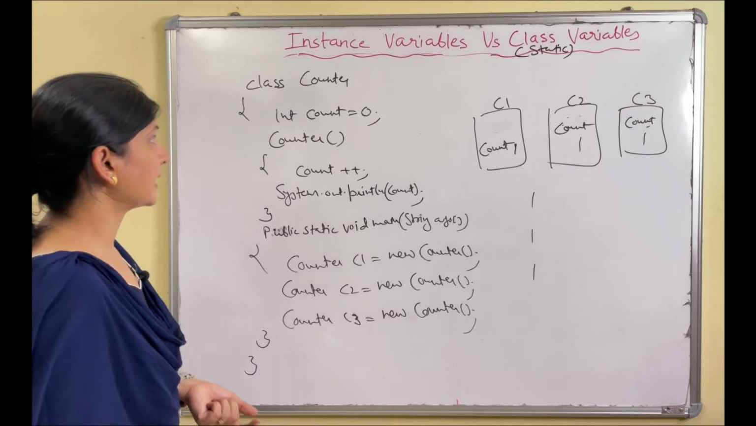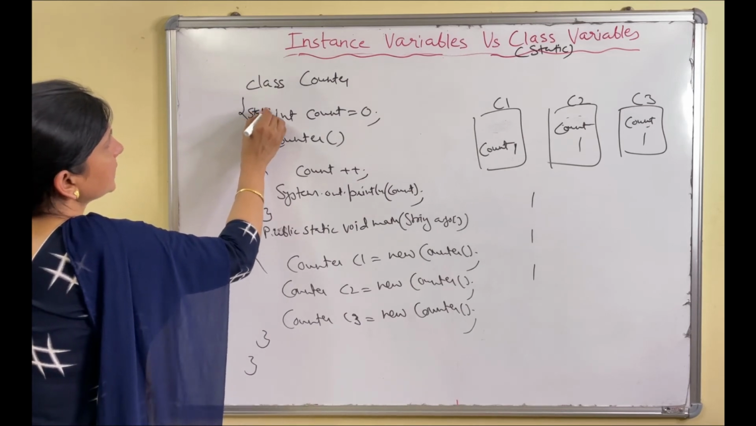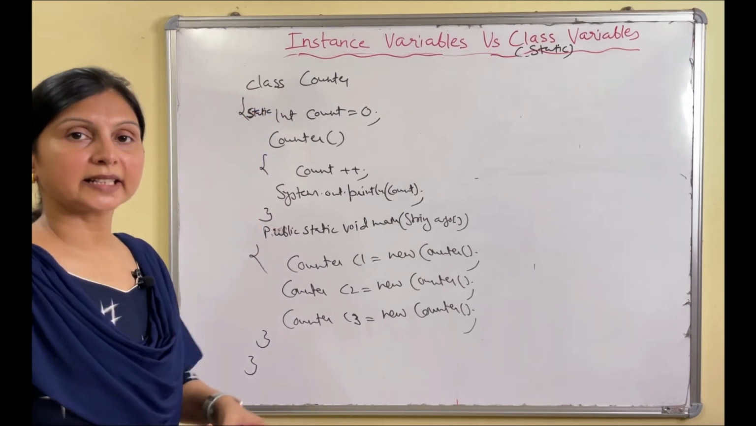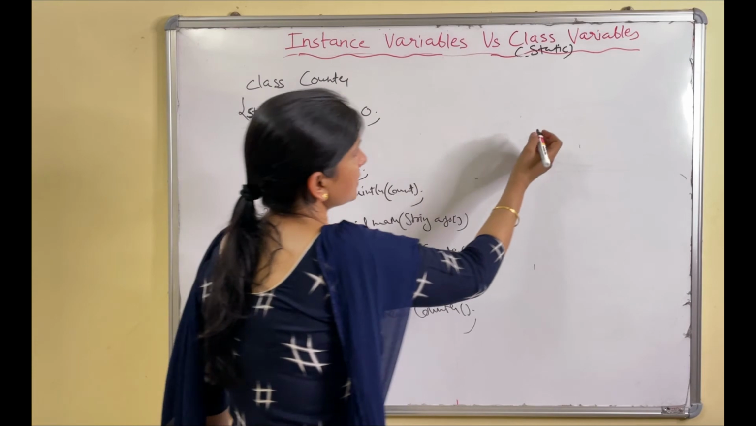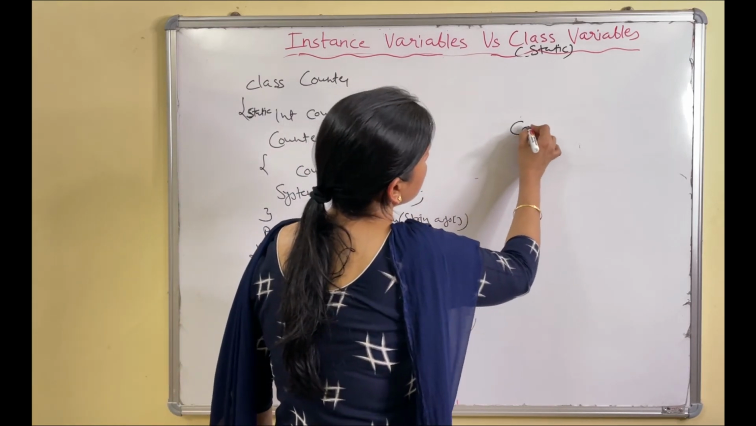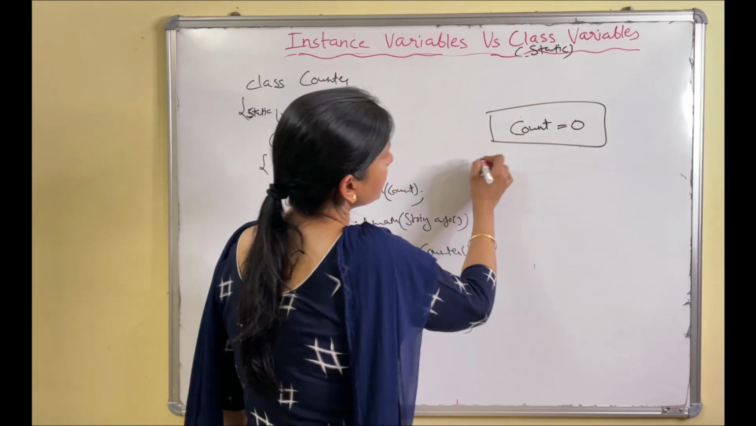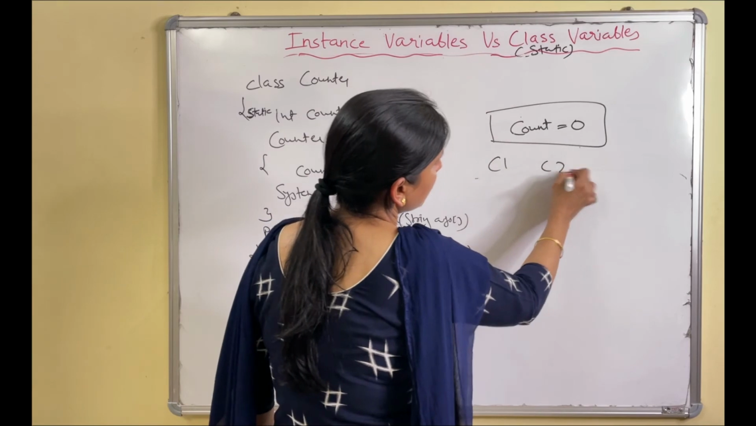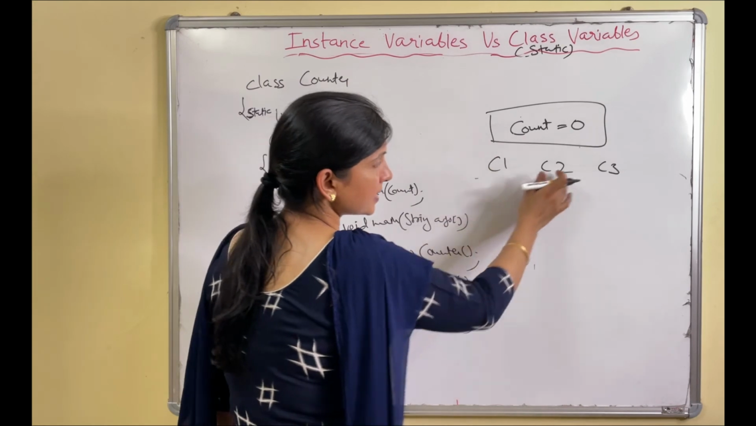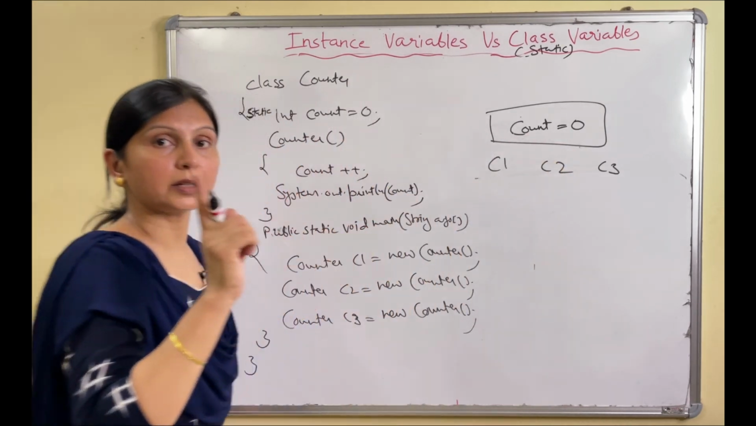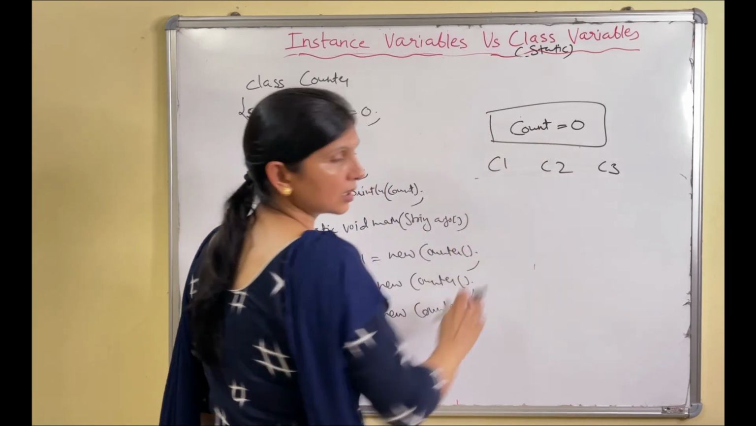But as I add one word in that, that is static. If I add static here, s will be small. As I declare the variable count as static, what differences will come? See, when we declare static, count has only one copy, and this static variable will be shared across all 3 objects. Now the objects don't have their own copy of count. Count has only one copy, and this count variable will be shared across all the objects.